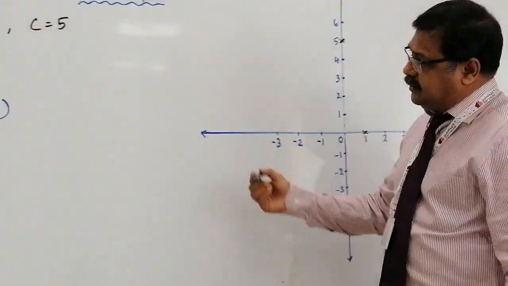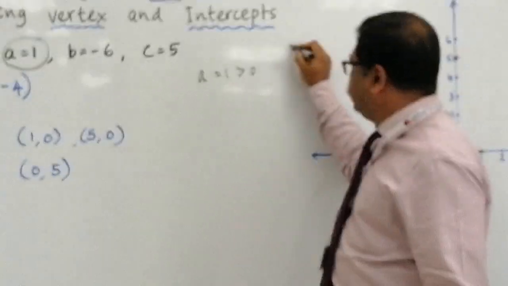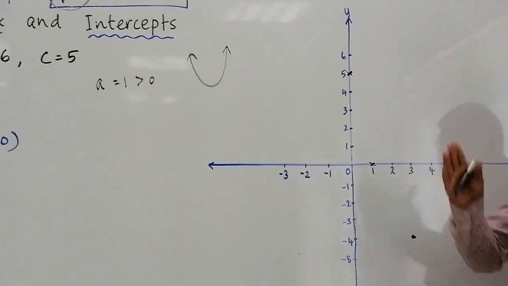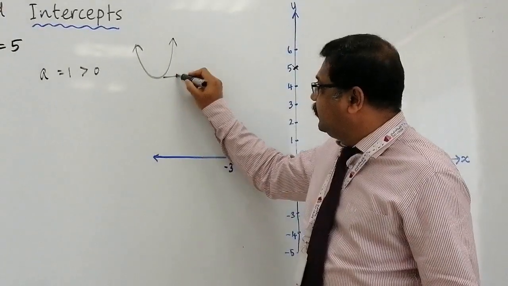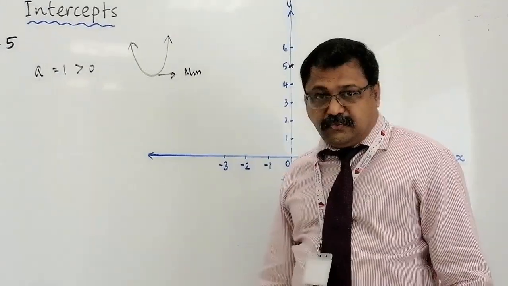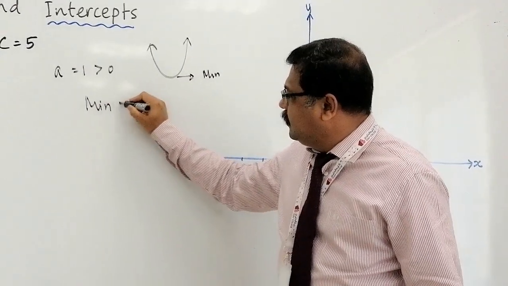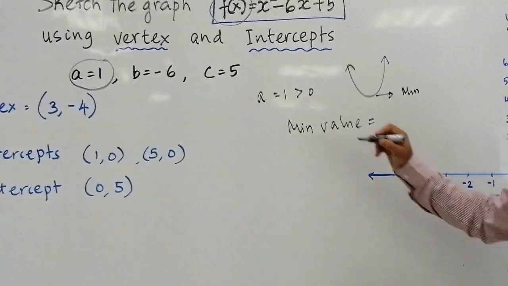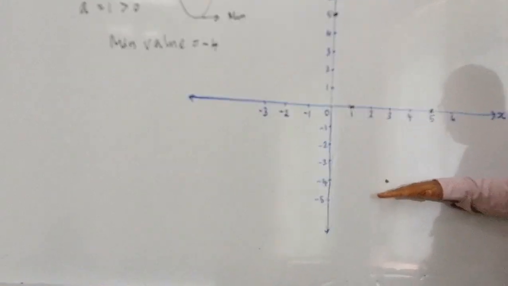Now we got the shape of the graph. You know the shape of the graph: A is positive. When A is positive, definitely the graph will open upward. And more than that, we know it has a minimum value, and the minimum value is always the y coordinate of the vertex, that is -4. We know that the minimum value of the graph is here at -4.